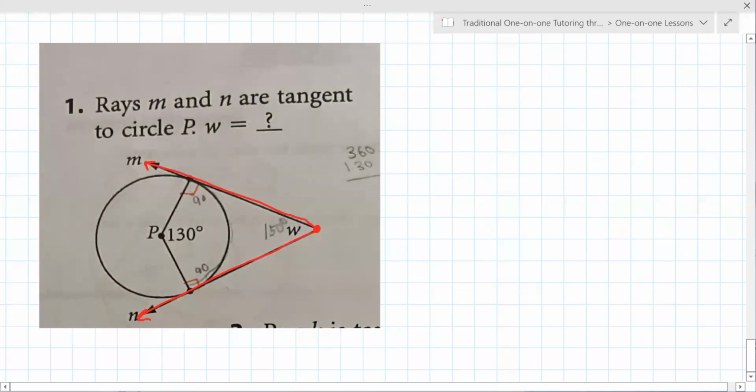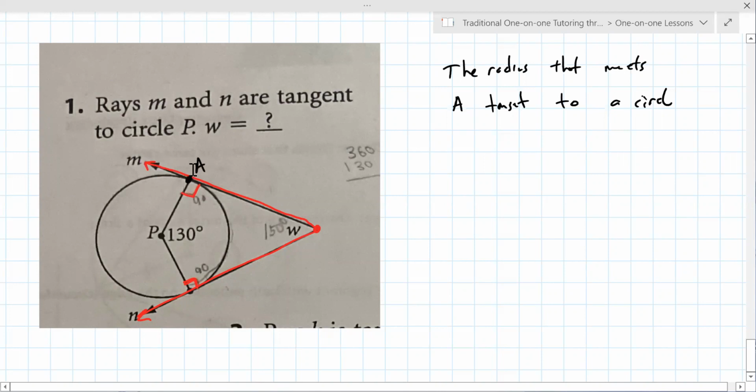Now, did you draw this red one in or did your instructor do that? My instructor did that. Okay, so there's this definition that says a tangent to a circle, which is what you have in both these cases, or actually I think it's written this way: the radius that meets a tangent to a circle. So see how P to here, let's call this point A. This radius PA meets this tangent. They always meet at 90 degrees.